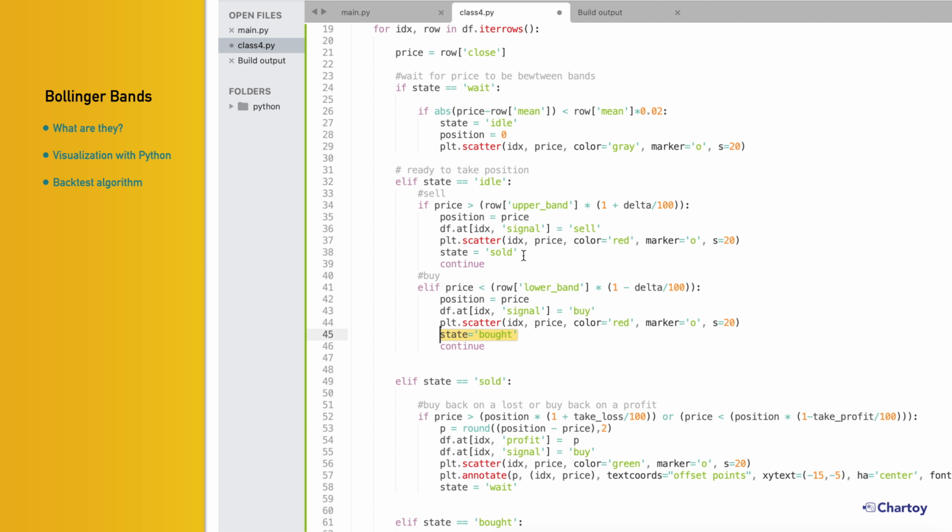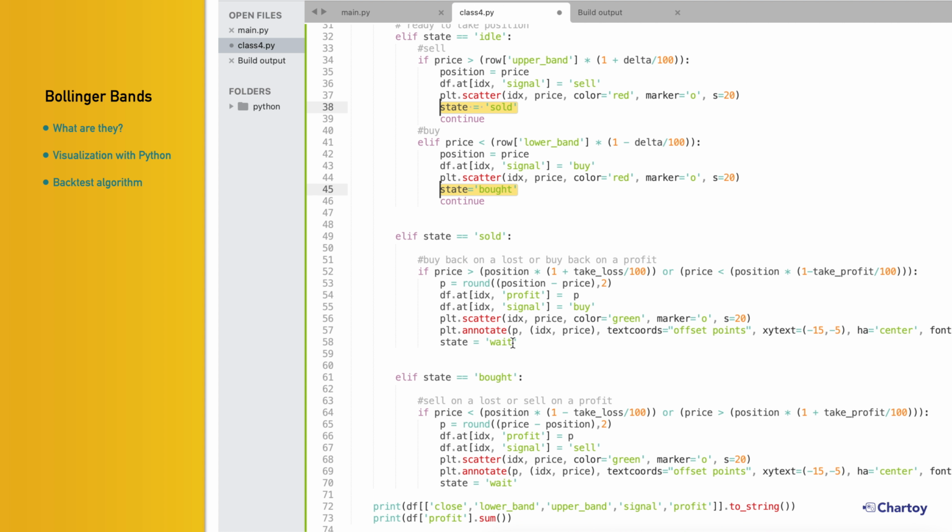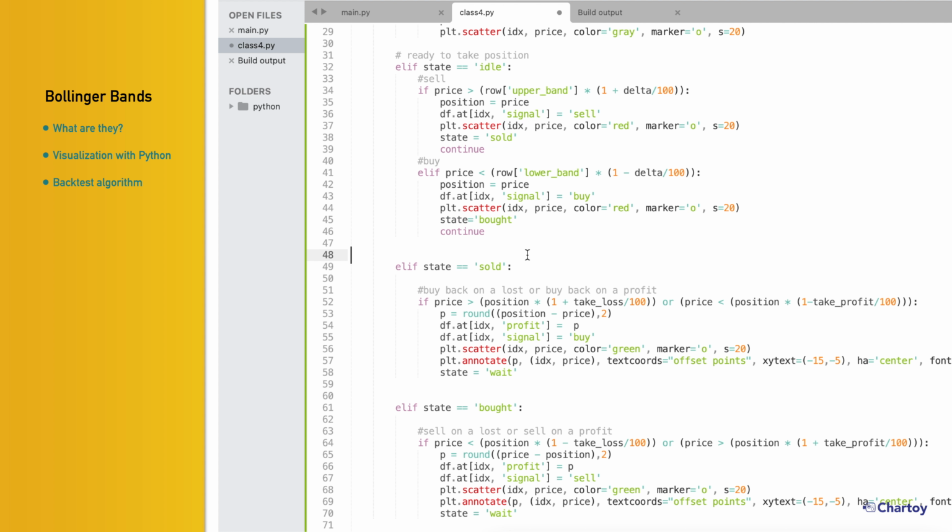So at the end of this, the state is going to be equal to sold or equal to bought, right? And that means that in the next iteration we're going to be either in the state sold or in the state bought. So let's check what they mean. So let's say we are in the state of sold. State equals sold. That means we just sold the stock. So now we are waiting for the price to go up or to go down.